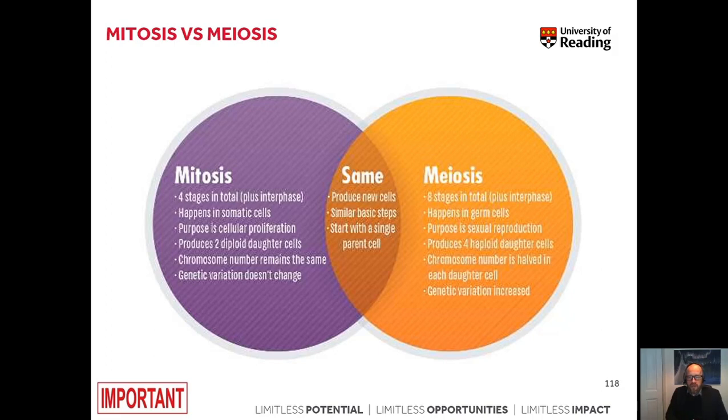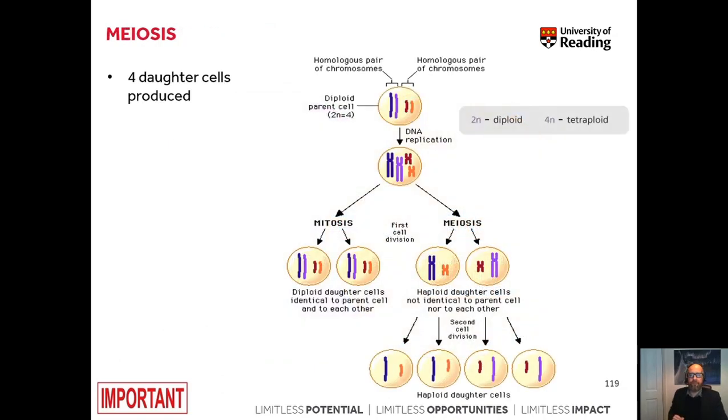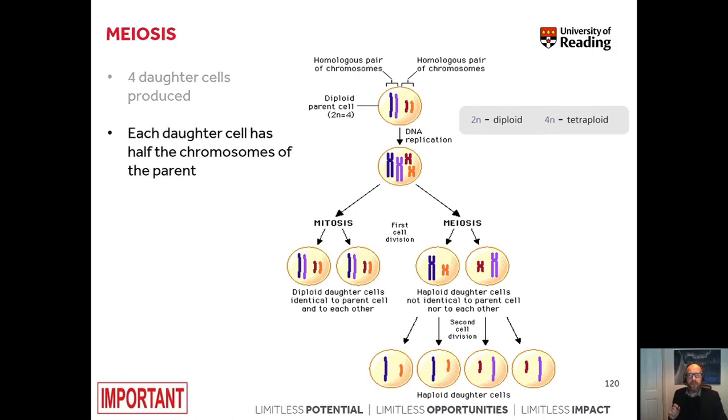The result of mitosis is 2 diploid daughter cells. In contrast, the result of meiosis is 4 haploid daughter cells having just half the number of chromosomes. In mitosis, usually the genetic variation doesn't change. This is very well the case in meiosis, as we will see in a few minutes' time. So again, the result of meiosis is 4 daughter cells, and each daughter cell has just half of the chromosomes of the parent cell. So the result is haploid daughter cells with the chromosomal configuration of 1n.